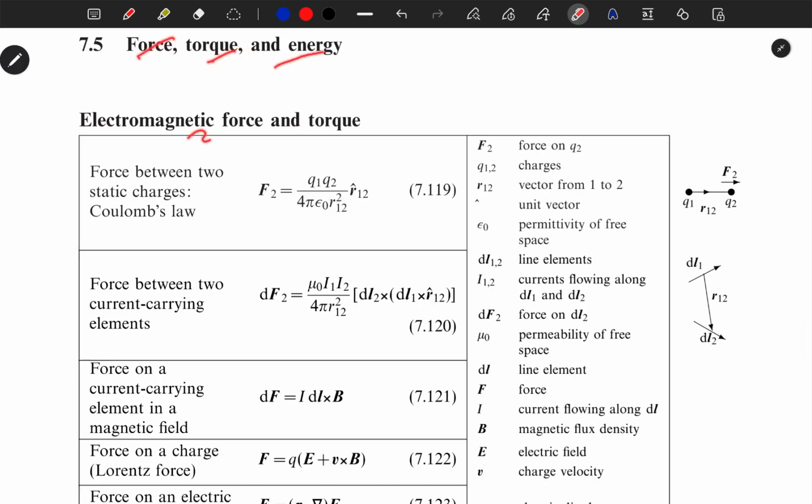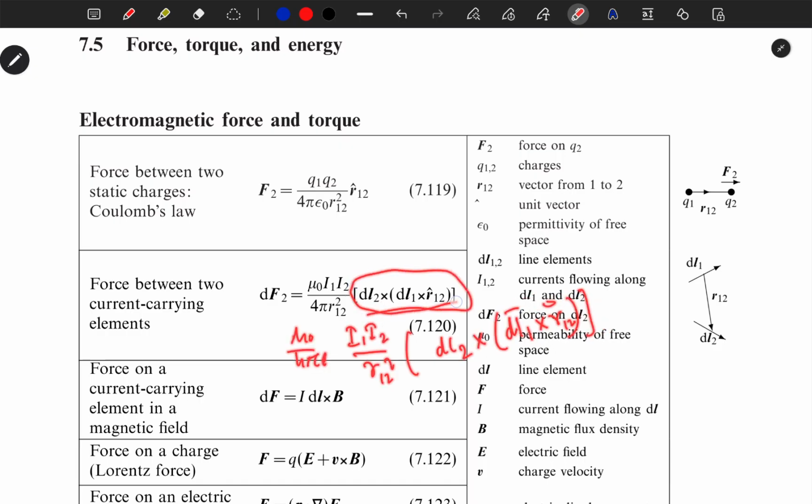Force, torque and energy. Electromagnetic force and torques. Force between two static charges: 1 by 4 pi epsilon 0, q1 q2 by r square. Force between two current carrying elements: mu 0 by 4 pi, I1 I2 by the distance between them square, times dl2 cross (dl1 cross r12). This is the force. So this will indicate the direction, whether it will be attracted or repelled.